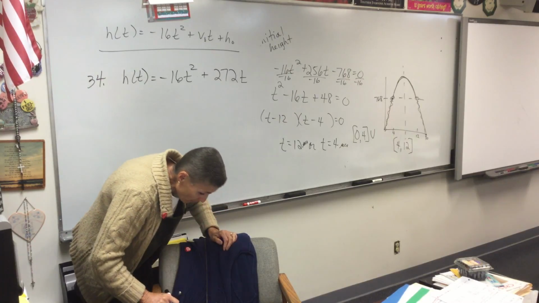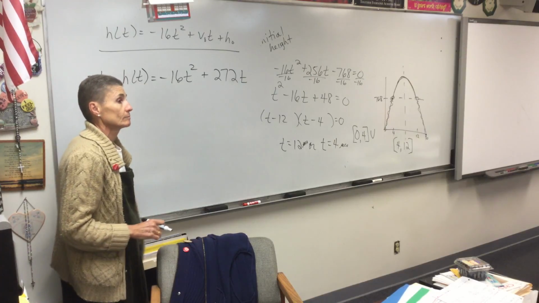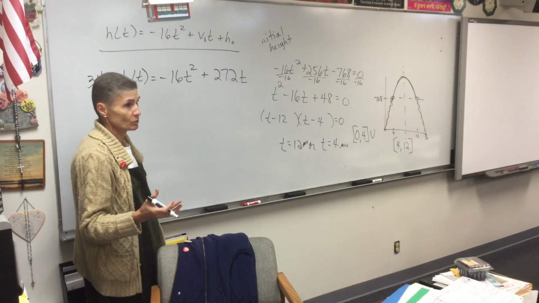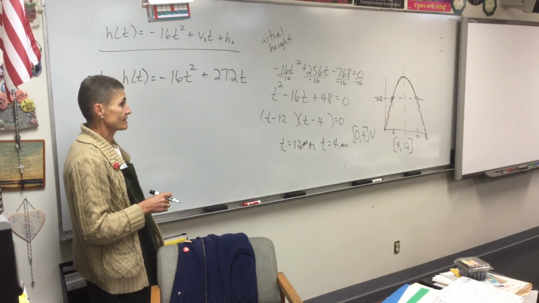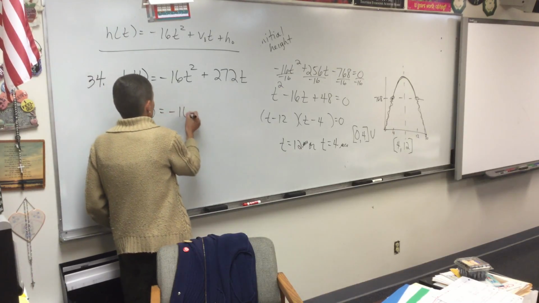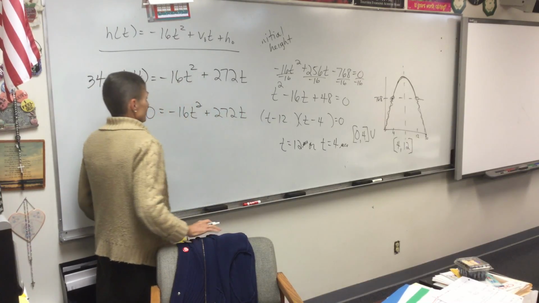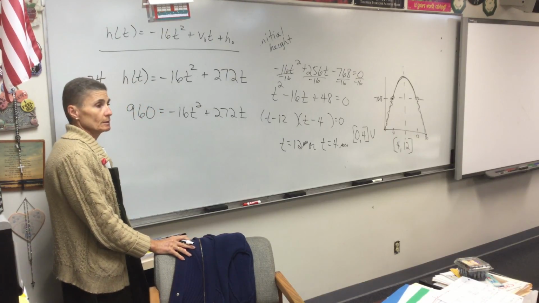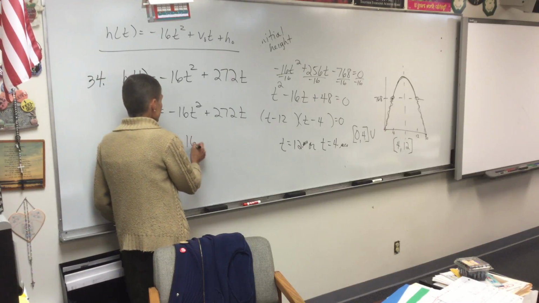Question 1. When will the height above the ground be 960? When, there's your clue, your variable is going to be t. When will it be 960? So where are you putting the 960 in? Right here, just like the last one. It's going to be a little bit harder. Move it over. You have to have your equation set equal to 0.